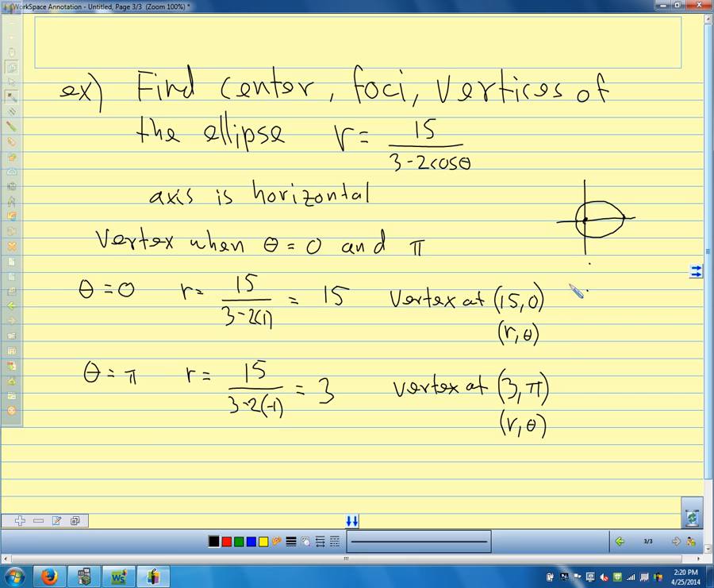Where's the center? Halfway between the vertices. Our center is always halfway between the vertices, just like when we worked with ellipses before. So what point is halfway between 15, 0 and 3, pi? We could think of this as x equals negative 3. What point is halfway between 15 and negative 3? Nine, 3, 6. Some multiple of 3. It's 6. So our center is going to be at the point 6, and what's our angle? 0. Center is at 6, 0. Halfway between 15 and negative 3 is 6.